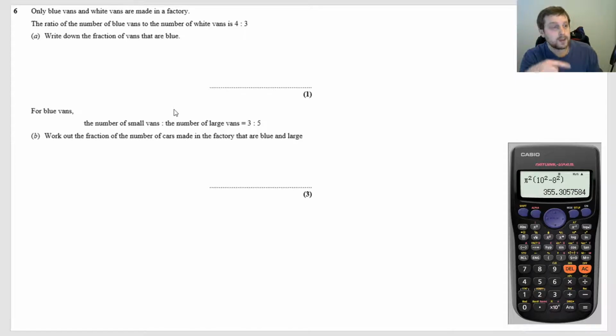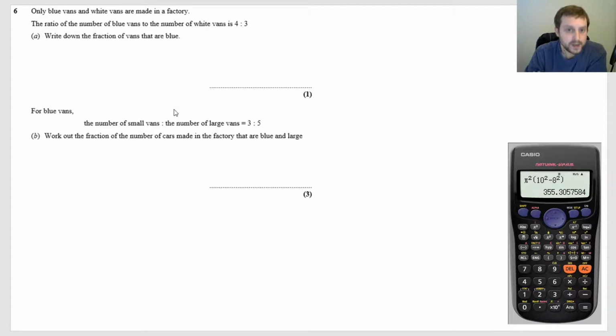The white vans will be going up in the 3 times table. And every single time you get an extra 4 blue, you will have an extra 3 white all the time. So when one cycle is complete, how many new vans have you made? You've made 7 new vans, 4 of which are blue and 3 of which are white.